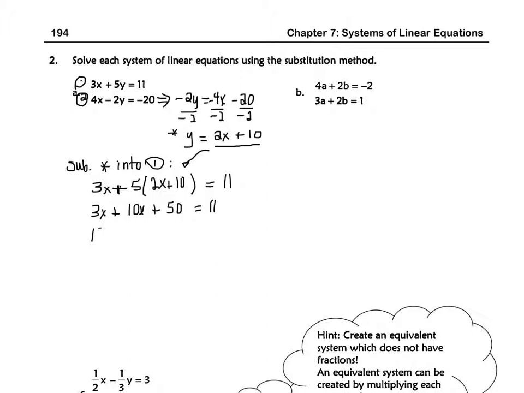So that's going to be 13x plus 50 equals 11. Now we have a linear equation with one variable, and to solve that we're going to keep the x's on one side and bring the constants over to the other. So that'll give us 13x equals -39, 11 take away 50, and then we're going to divide both sides by 13 to get the x by itself.